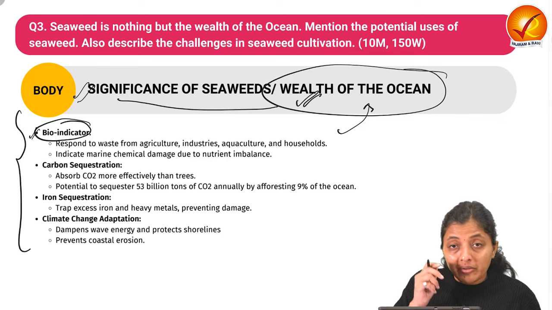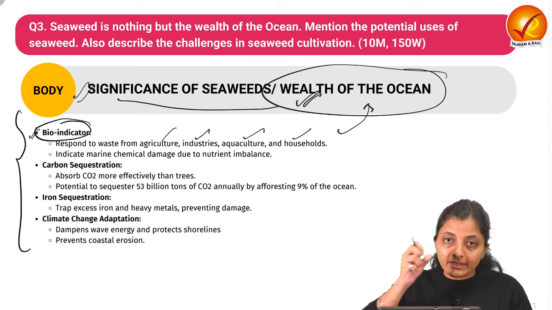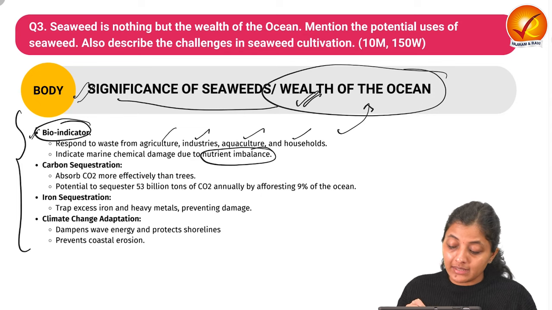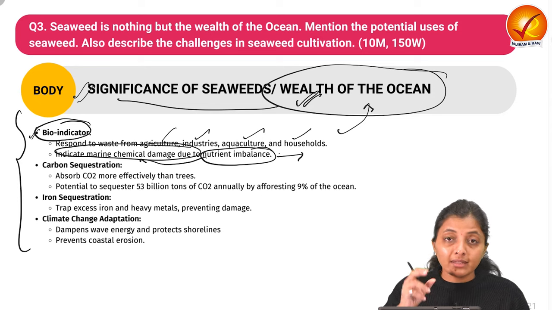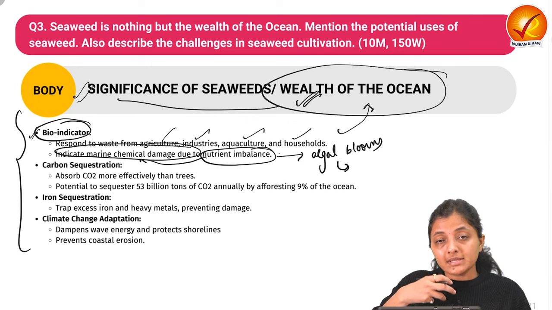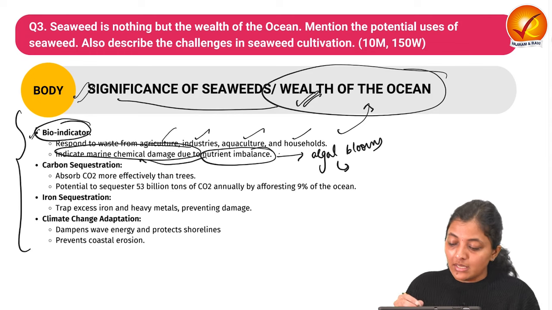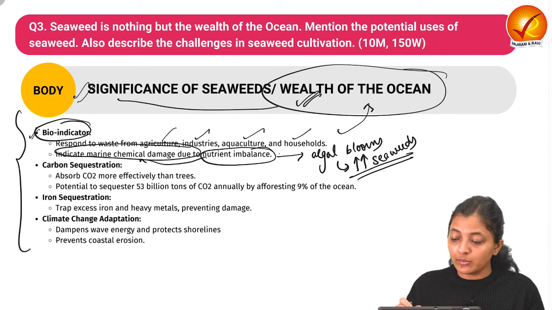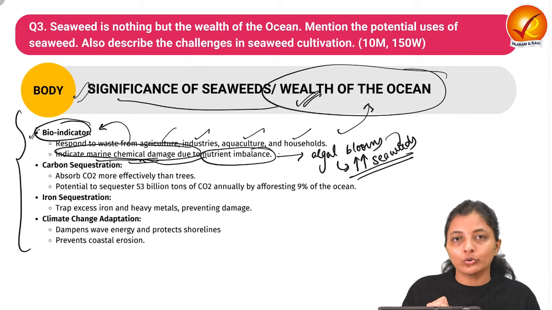How? If there are any agricultural residues or waste or any pollution from industries, aquaculture, households, it ends up in the seas or the oceans, and there is some nutrient imbalance in the oceans or the seas or the water bodies, then there are some algal blooms, and this shows that there is some marine chemical damage. Algal bloom means eutrophication is there, or there are some imbalances in the nutritional properties over there. So this gives rise to the seaweeds. So if there is so much eutrophication, so much algal bloom and so much seaweed, it shows that there is some marine chemical damage. So it acts as a bioindicator of the ocean or the water body.